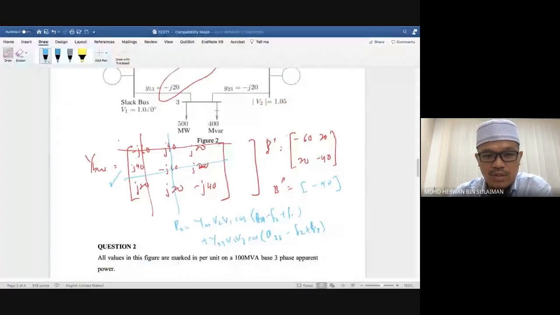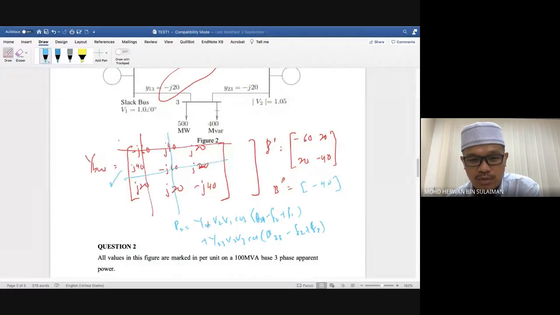And then you masukkan semua value. Y21, V2, V2 ni berapa? 1.05 pakai. V1 1. Dan cos theta tu 1 ialah berapa? Negatif 90 kan? Tambah ni kosong. And then Y23, check balik. Dia dah 20, magnitude. Sudut berapa? And then cos V2 1.05, V3 1 for the first iteration. So you dapat your P2.